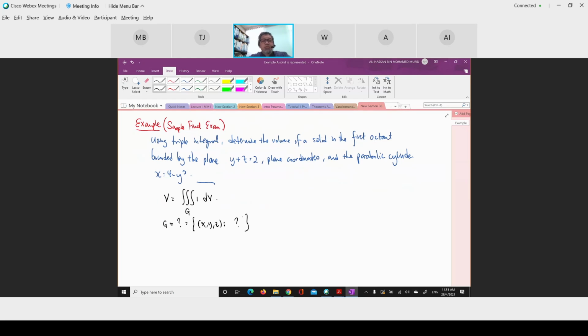So look at the question again. What is the information given? The solid is in the first octant. Okay, the solid lies in the first octant. What does it mean? First octant. It means x, y, z are positive. Remember 3D.